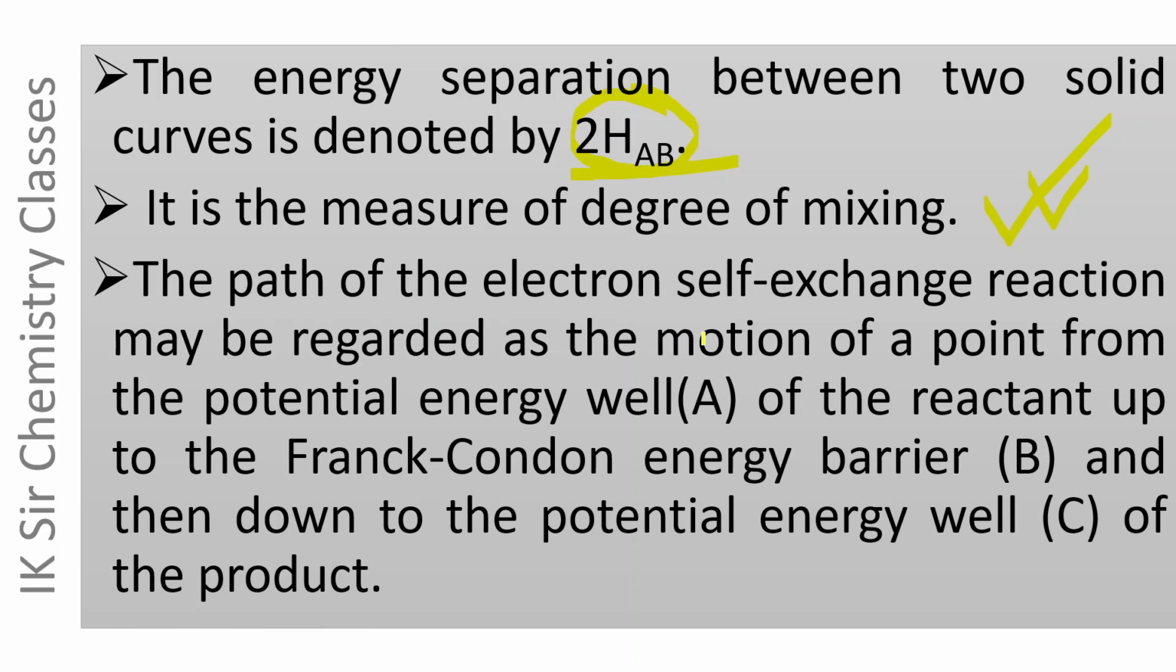The path of electron self-exchange reaction may be regarded as the motion of a point from potential energy well A of the reactants up to the Franck-Condon energy barrier B, and then down to the potential energy well C of the product, as we have discussed here. A to B to C. A to B, this is Franck-Condon energy barrier, to C.